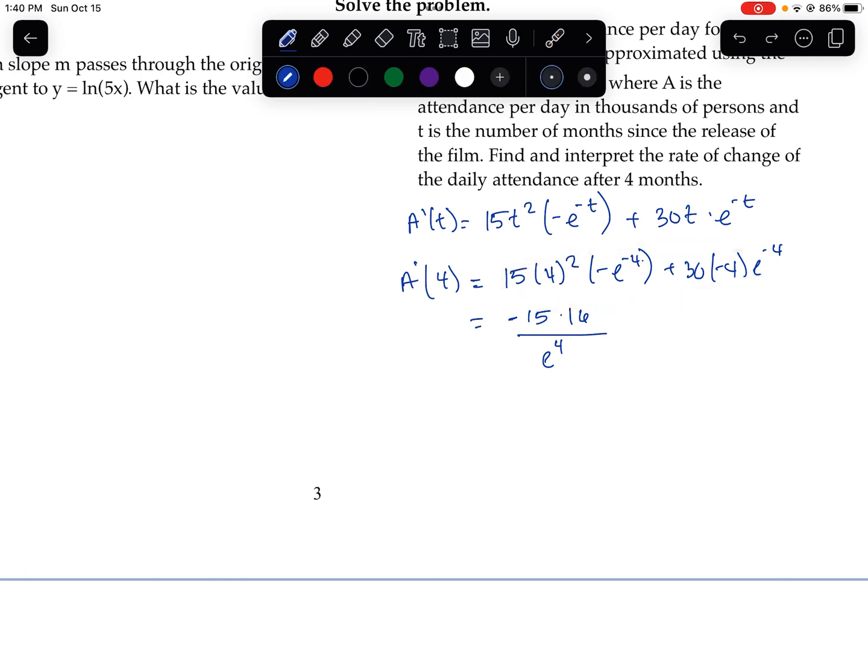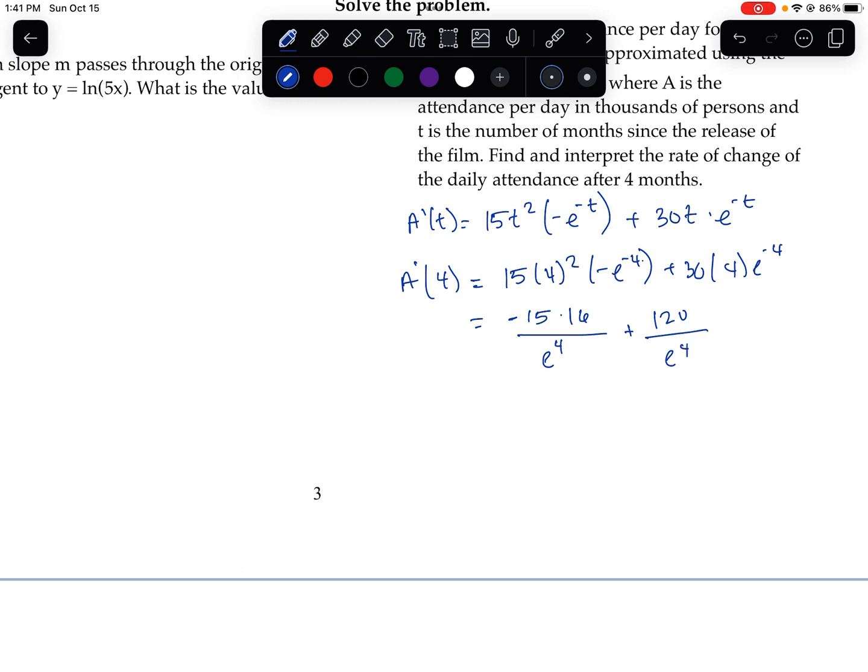And then you'd have minus, what is that, 120 minus, would it be plus 120? No, it would not be. Right, I don't know why I put negative 4 right there. That should be positive 4. Okay, so that would be plus. Yeah, that would be plus. And then e to the 4th.